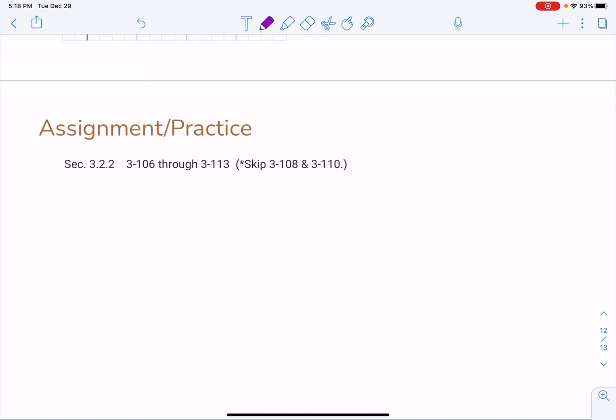Homework for this section is problems 106 to 113. You can skip problems 108 and 110 and bring your questions back to class the next time I see you.